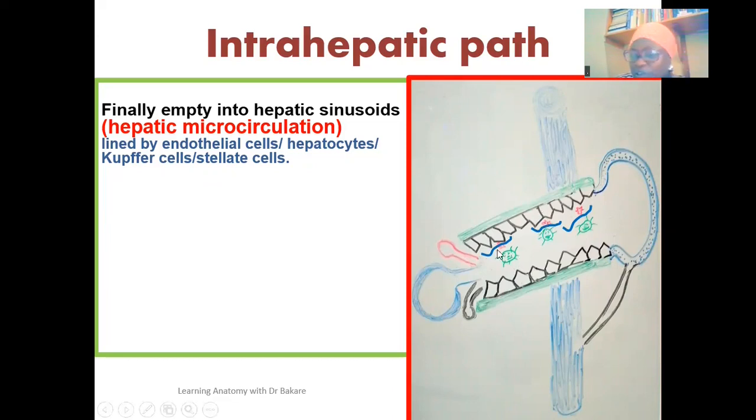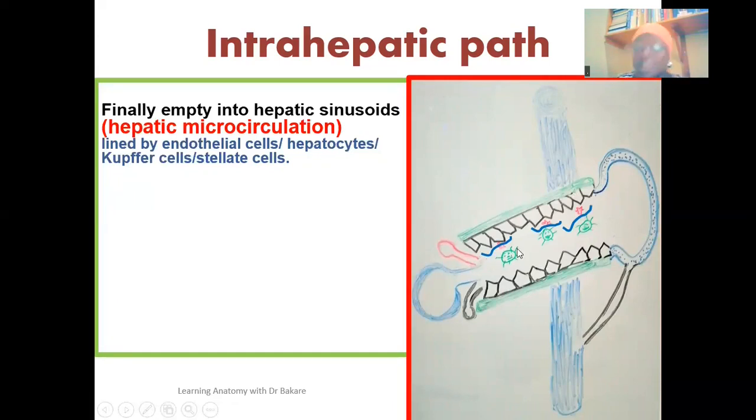So if you look at the lumen, this is the sinusoid. We have the endothelial cells here highlighted in blue. We have the hepatocytes here highlighted in black. You have the stellate cell that is highlighted here in red. Then you have the Kupffer cell. The stellate cell and the Kupffer cell are of immune function. And we have the normal endothelial cells of the blood vessels that are seen to line the wall of the blood vessels. Then you have the hepatocytes, which are responsible for carrying out liver metabolic activities. So within the sinusoid, you have different types of cells that are involved in different types of functions.